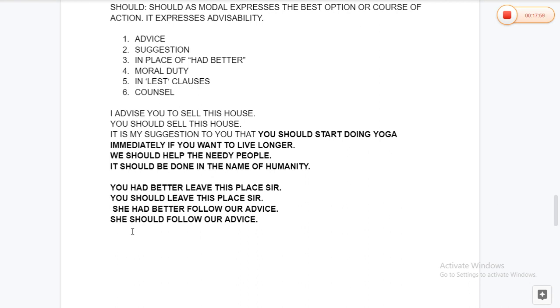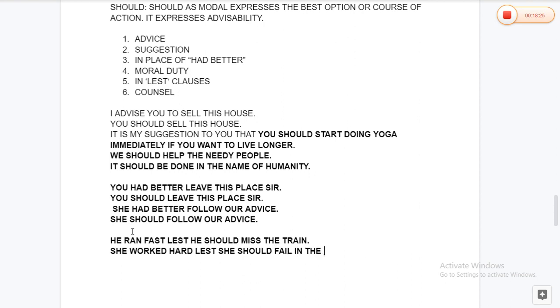Clear? Okay. Now see the example of lest clause. He ran fast lest he should miss the train. She worked hard lest she should fail in the exam. Lest means so that not, in case it happens that he fails, in case he misses the train. Fine. Pooja ji, any doubt now?